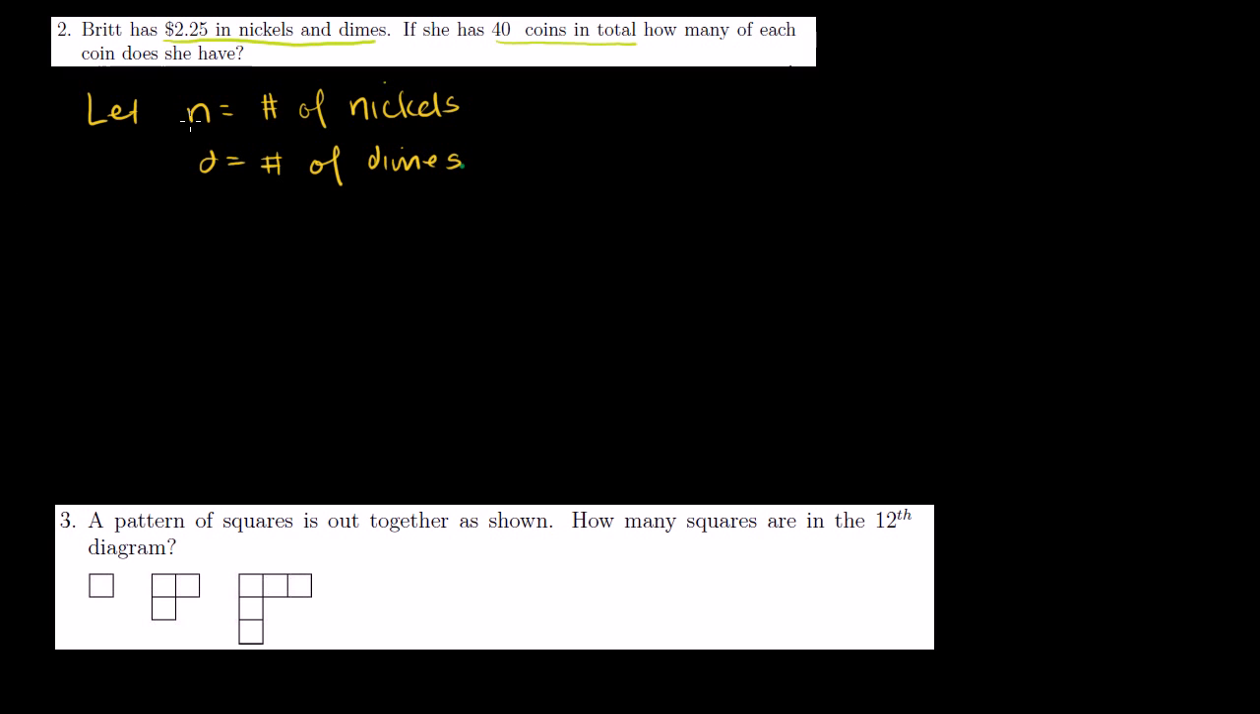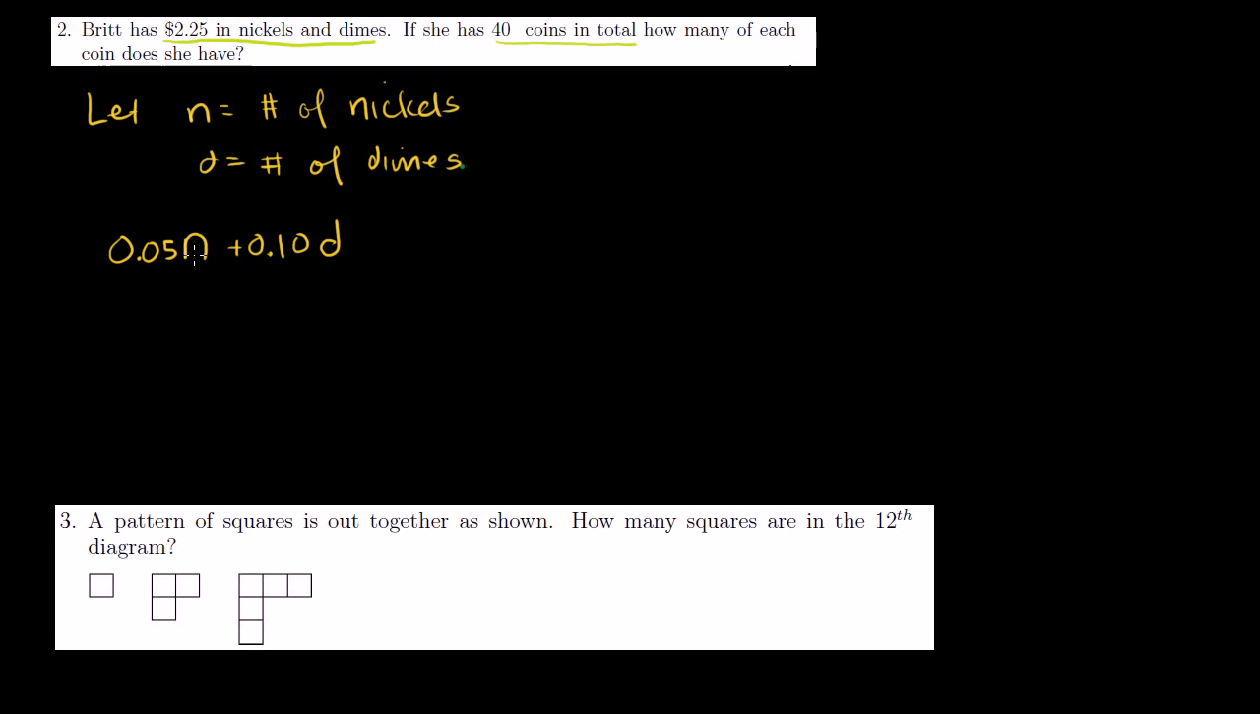Well, if you take the number of nickels, each nickel is worth 5 cents. So the number of nickels times 0.05, that's how much money her nickels represent, plus the amount of money her dimes represent. So she's got d dimes. They're each worth 0.10 of a dollar. So this is the total amount of money she has, right?